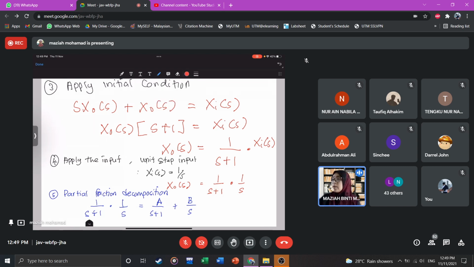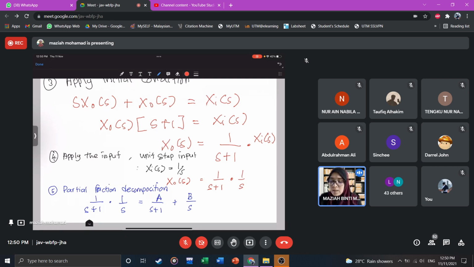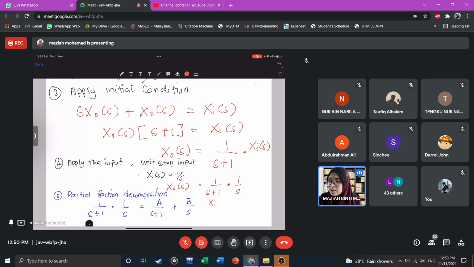Here, what is the method called? The remainder theorem. Okay, never mind, the remainder theorem later. Basically, you will solve for A and B. For this example, I'm just going to show you. You're going to have X naught(s) is equal to 1 over s plus 1, and then.